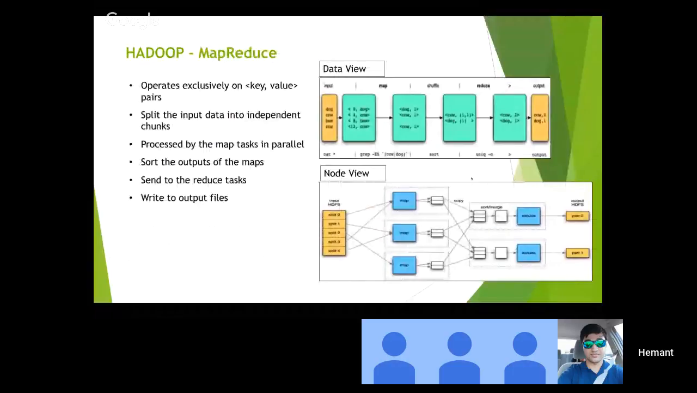Okay, so at least I'll go with the key components of the Hadoop structure, which are MapReduce and HDFS, and then the other slides I'll just go through. So the way Hadoop works, there are two views which I'm sharing on the screen. One is the data view, and one is the node view. Basically, all the scaling of the nodes happens on Hadoop.